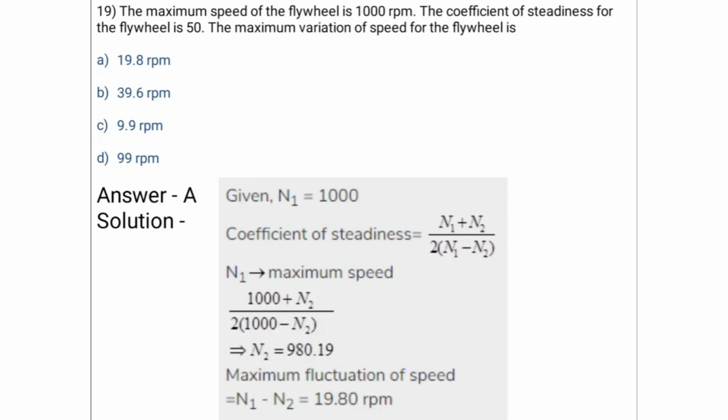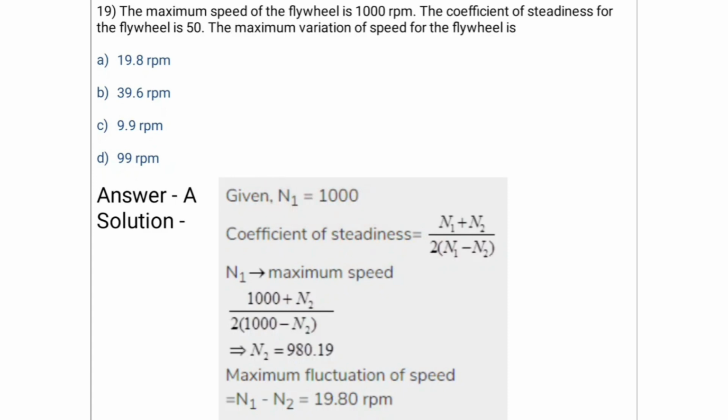If that is nothing but variation in speed, n1 minus n2 divided by average mean speed, that is nothing but n1 plus n2 divided by 2. It is equal to 2 times (n2 minus n1) divided by (n1 plus n2). So steadiness is the reciprocal of coefficient of fluctuation of speed. So we can write directly coefficient of steadiness as nothing but (n1 plus n2) divided by 2 times (n1 minus n2), and here n1 is given as 1000 rpm.